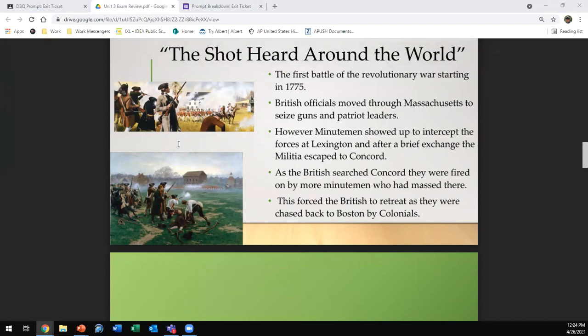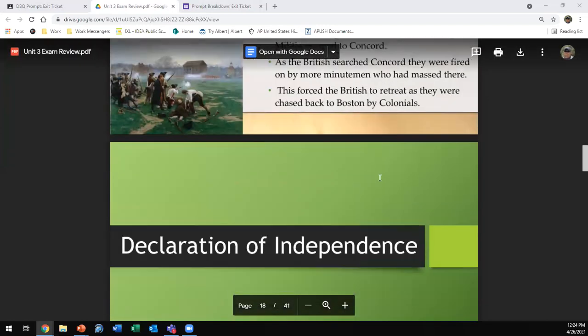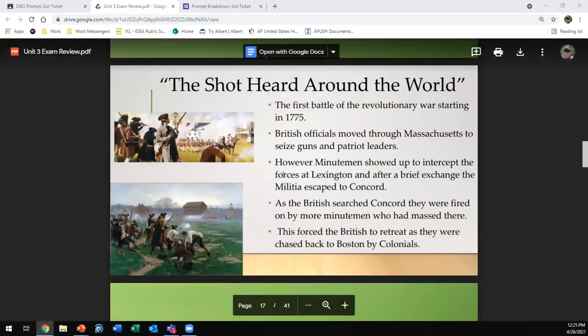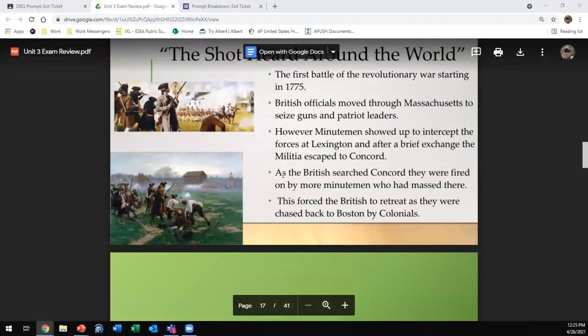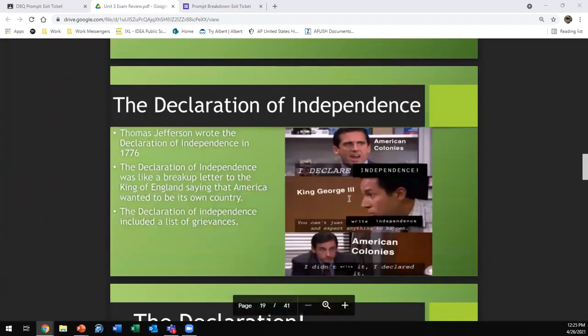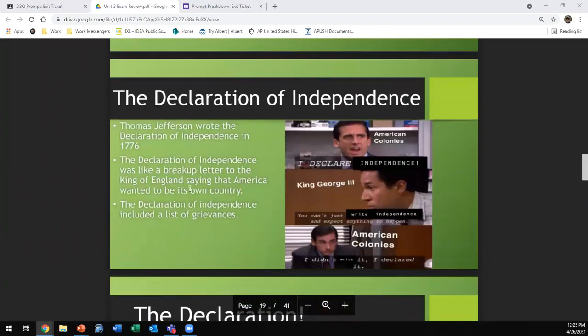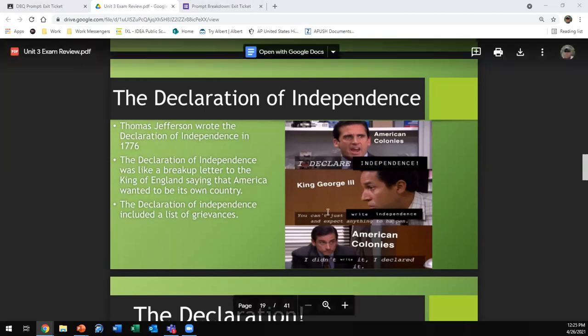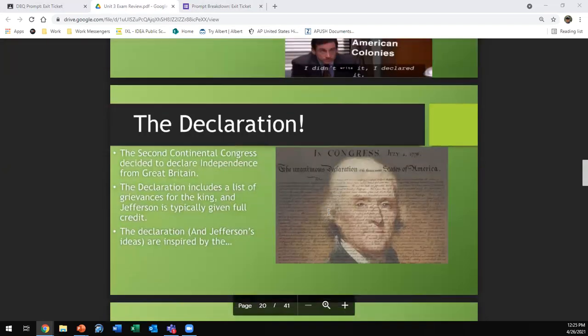In 75, fighting will officially start with the shot heard around the world. Lexington Concord, soldiers will meet Minutemen there, British soldiers, and they will be defeated and chased all the way back to Boston, essentially. The colonials will do that. In 76, Declaration of Independence is made, independence is declared. It includes a list of grievances. It is mainly written by Thomas Jefferson. And it is inspired greatly by Enlightenment ideals.